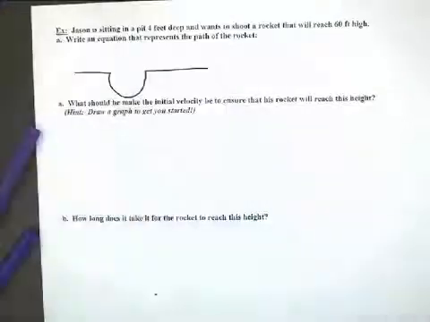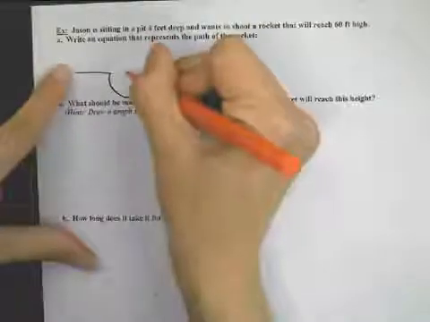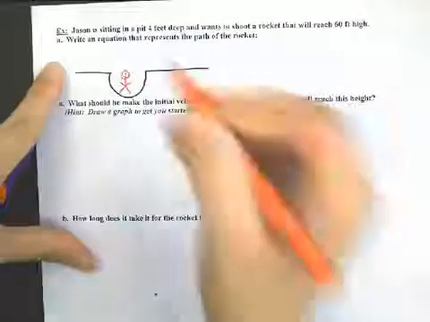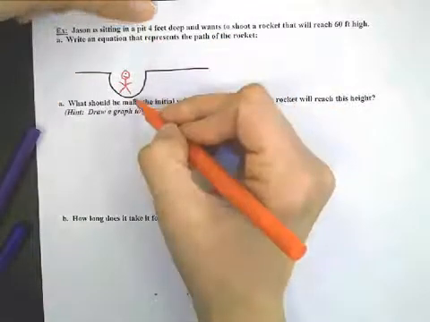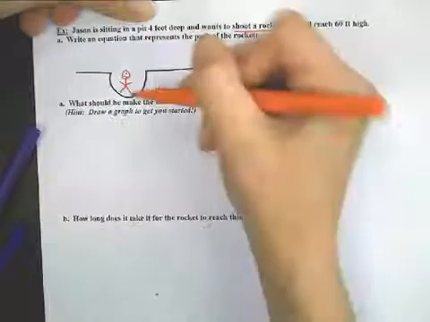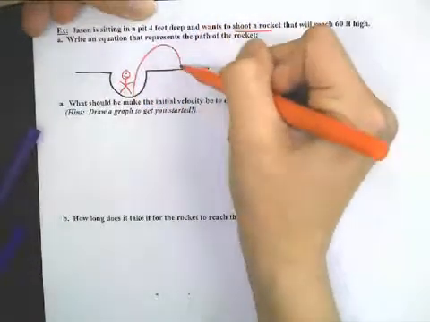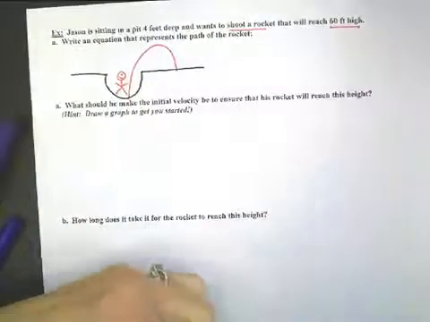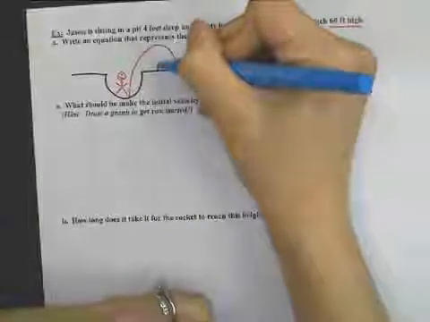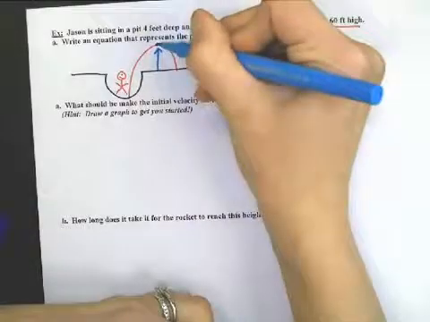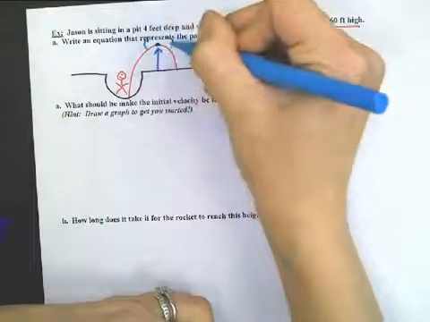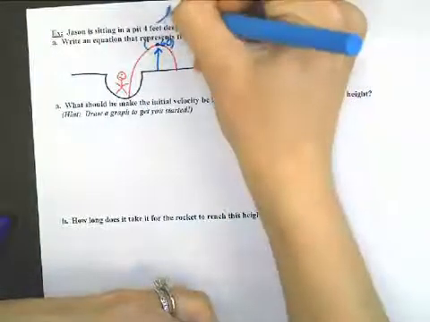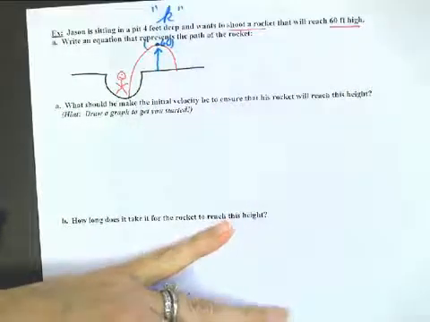Okay, and where's my little Jason marker? Jason, he's happy. He's happy to be in that pit way down there. Okay, the pit is 4 feet deep, and he's going to shoot a rocket way up into the air. And he wants the rocket to reach 60 feet high. So that means that this rocket is going to reach up to a maximum. So the 60 is going to be the height. That's the K value. Okay, that's the K value for the height.